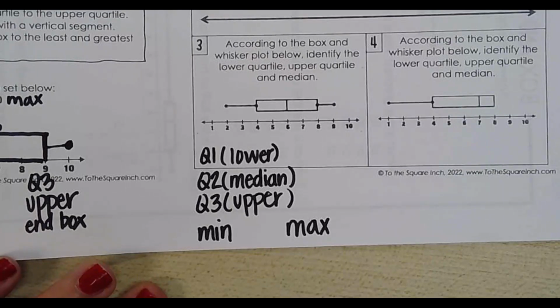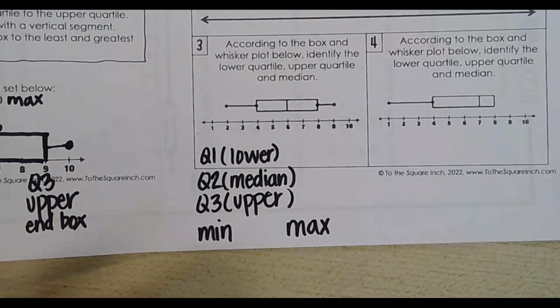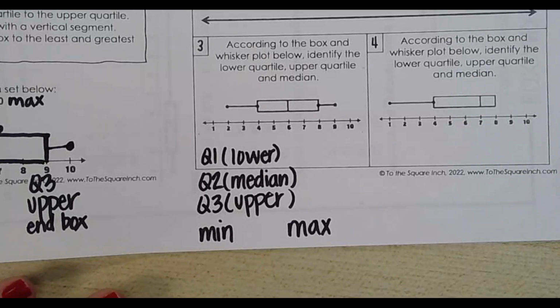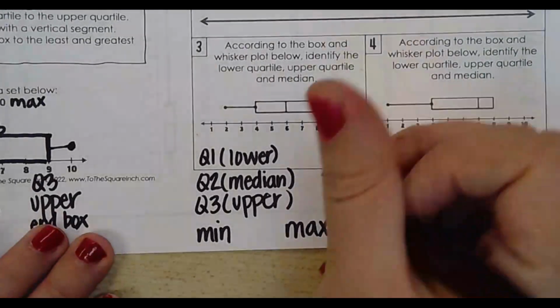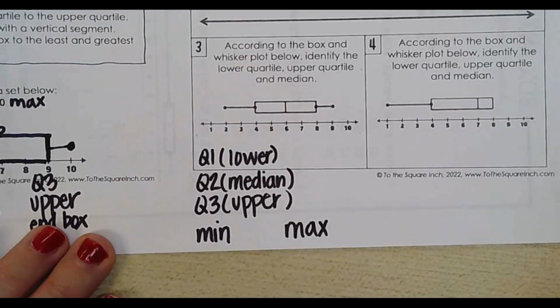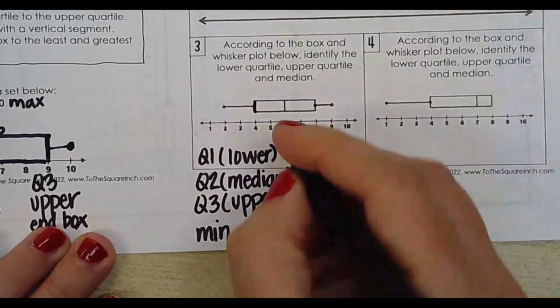Number 3 said, according to the box and whisker plot, identify the lower quartile, the upper quartile, and the median. You know lower as Q1. You know upper as Q3. Is this any different than what we've been doing? No. Now, you just learned Q1 is the beginning of the box. So where does the beginning of the box begin? To the left. What number? 4. The beginning of the box is 4.